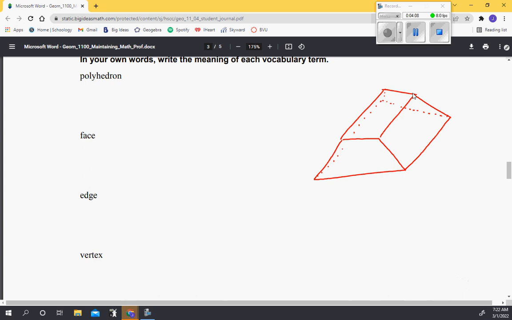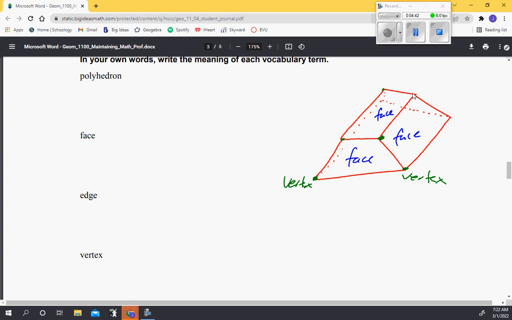This is a 3D image. This is a polyhedron. The face is any one of these sides. This is a face. This is a face. Face. Okay. All of those polygons are faces. A vertex will be right here. Here's a vertex. Here's another vertex, right? There's multiple vertices. That's plural for vertex.